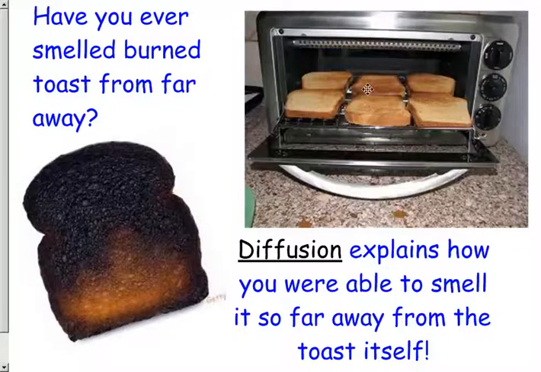The particles inside the toaster oven started bouncing around. It started burning. And because it was moving around, it actually spread out and moved from more crowded to less crowded.